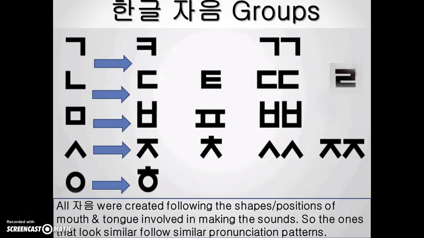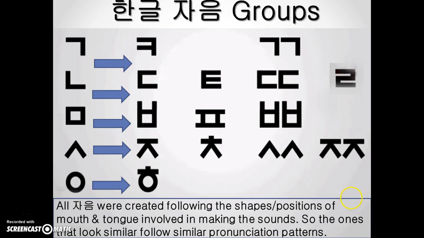Okay, so if you remember, consonants are called 자음 in Korean, and all 자음 were created following the shapes and positions of the mouth and tongue involved in making the sounds. So the ones that look similar, they follow similar pronunciation patterns.